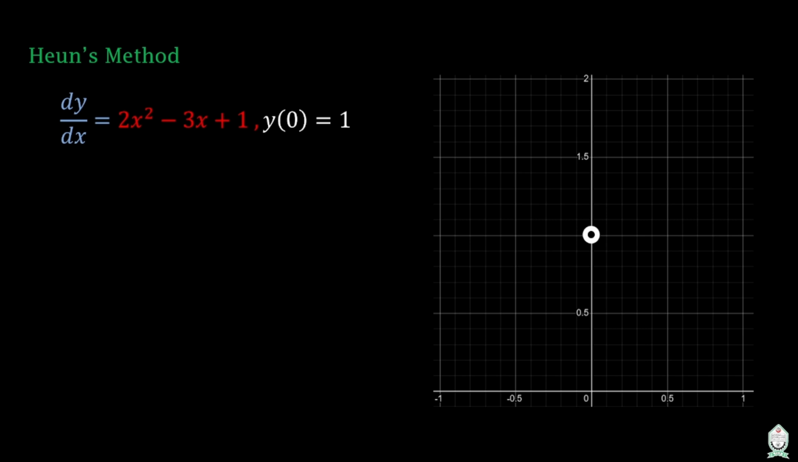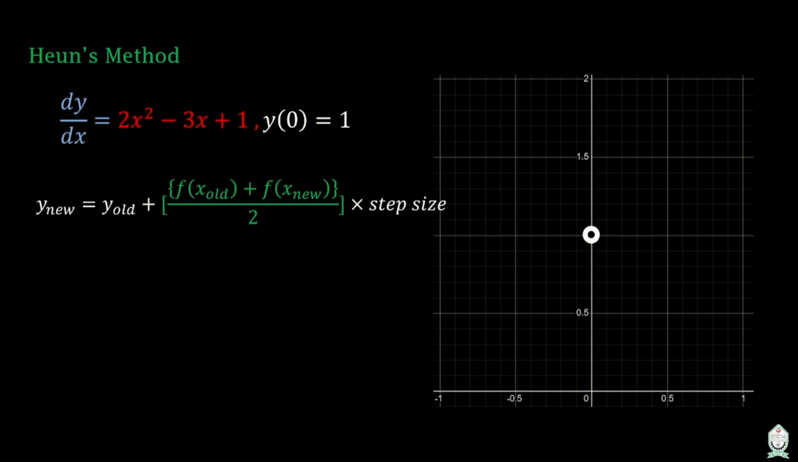Let's say we are given the same differential equation to solve. The task at hand is to find, or draw the graph of y. From the initial value, we can plot this point on the graph. So we have one point on the graph already. Now we are interested in calculating the value of y at x equals 0.5.